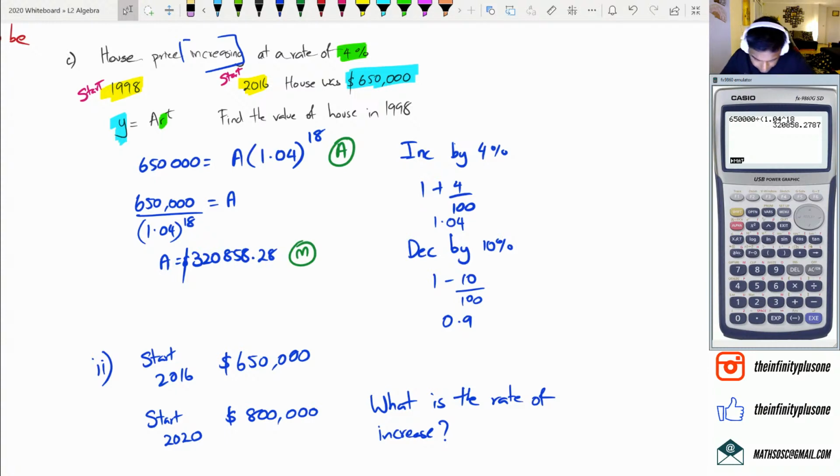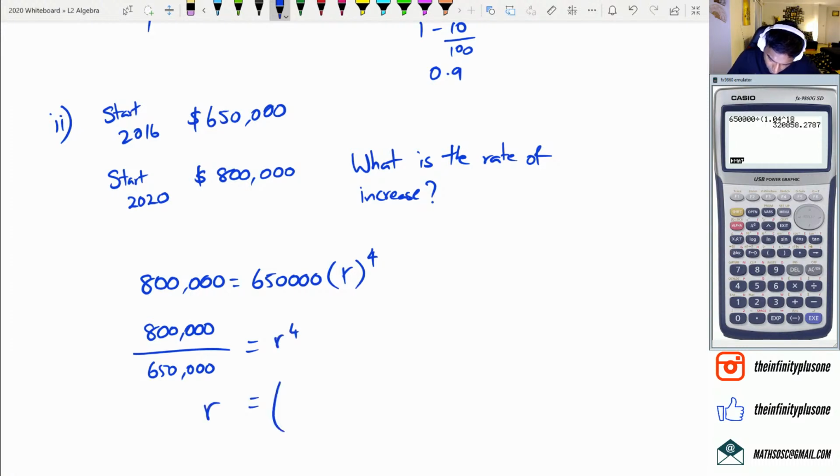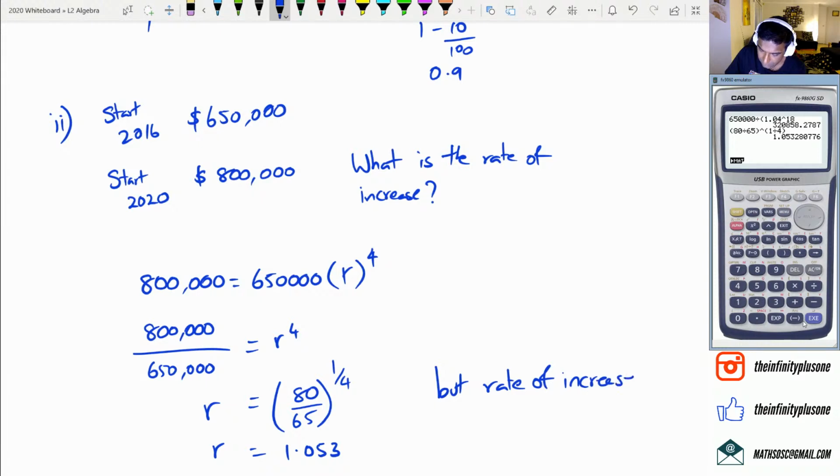So going back to this question, what we've got here is 800,000 equals 650,000 multiplied by R to the power of T. T in this case is going to be 4 because it is 4 years. So the next part is 800,000 divided by 650,000 equals R to the power of 4. So we can say R is equal to, I'm just going to simplify it as 80 over 65 to the power of a quarter. If I do 80 divided by 65 to the power of a quarter, I end up getting 1.053. So R is equal to 1.053, but we have to say the rate of increase is 5.3%.